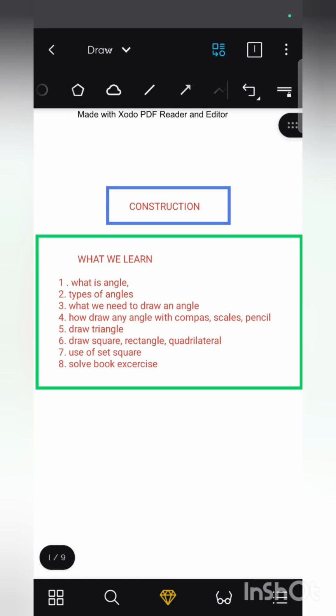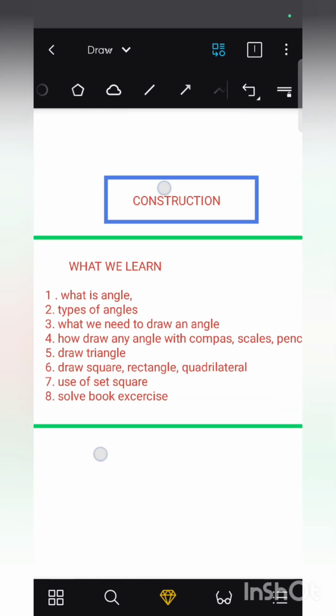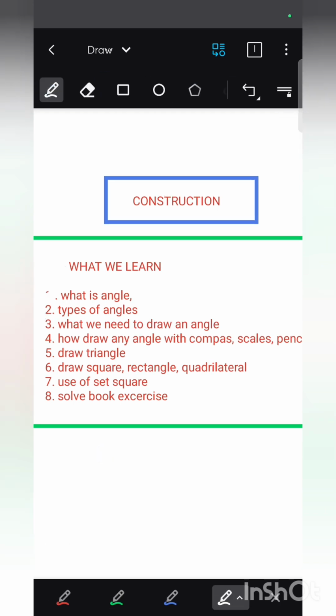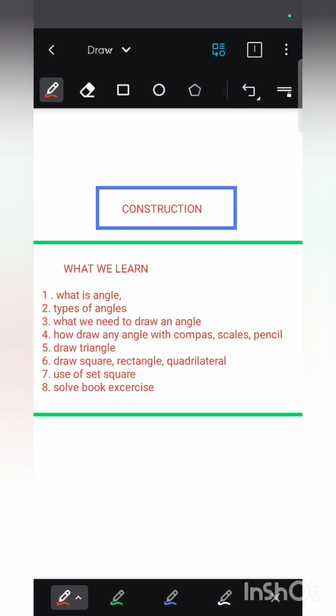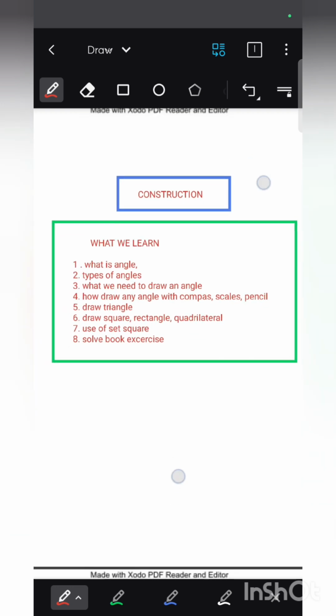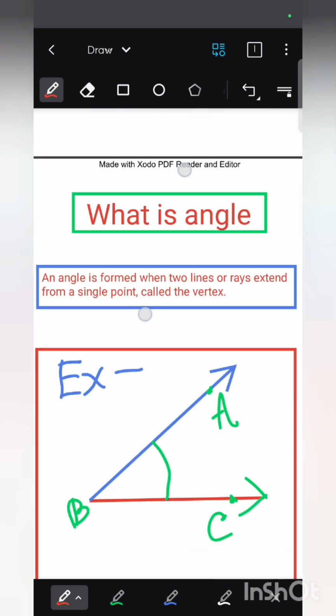Today's topic is construction. It is an important chapter of class 6. Let's see what we learn in this chapter. First of all, we see what is an angle, and then the types of angle and what we need to draw an angle. Then we study how to draw any angle with compass, scale and pencil. Then we draw triangle, square, rectangle, quadrilaterals and then we learn how to use set squares and then solve book exercise. Now we start. We start from the definition of an angle.